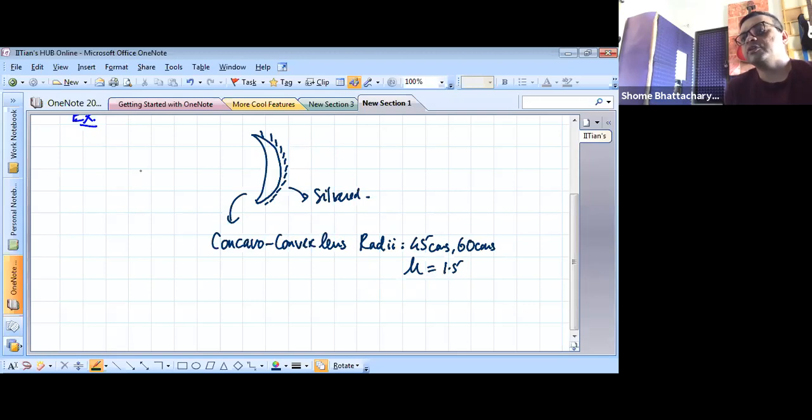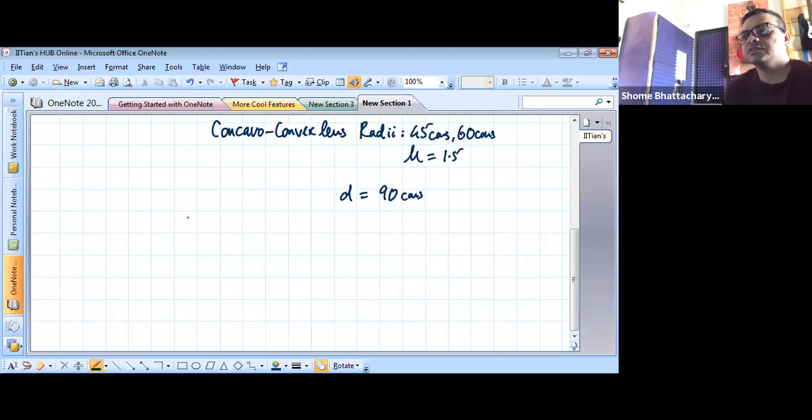And now we keep a point object on its principal axis at some distance. Let's say this distance is 90 centimeters. We want to find the position and nature of the image. By nature, we mean real or imaginary.